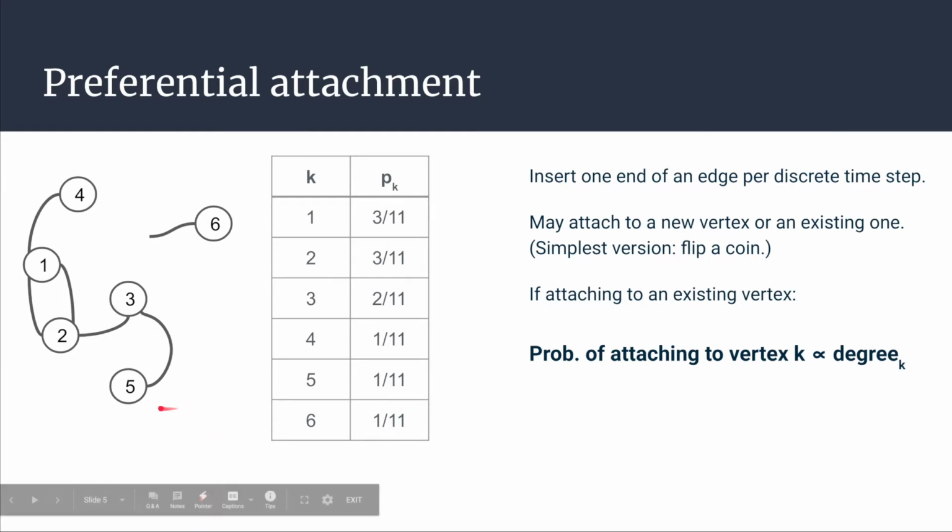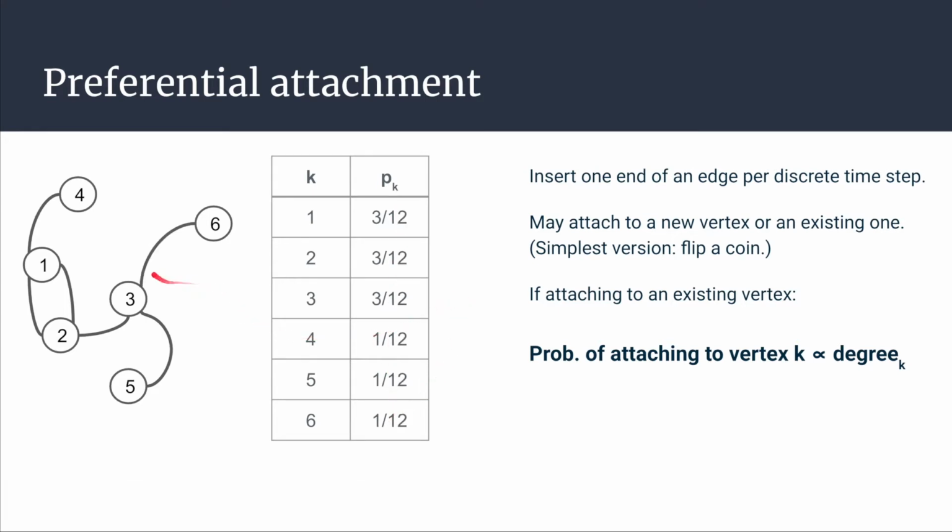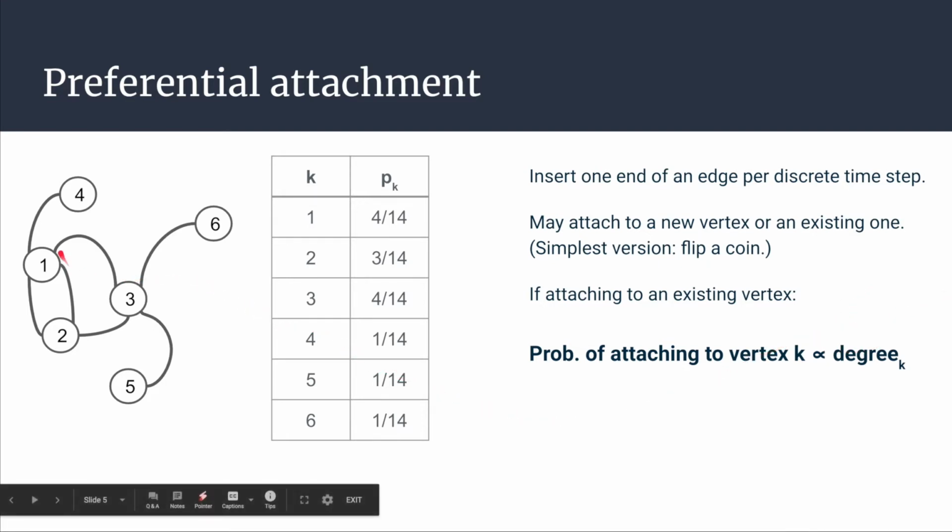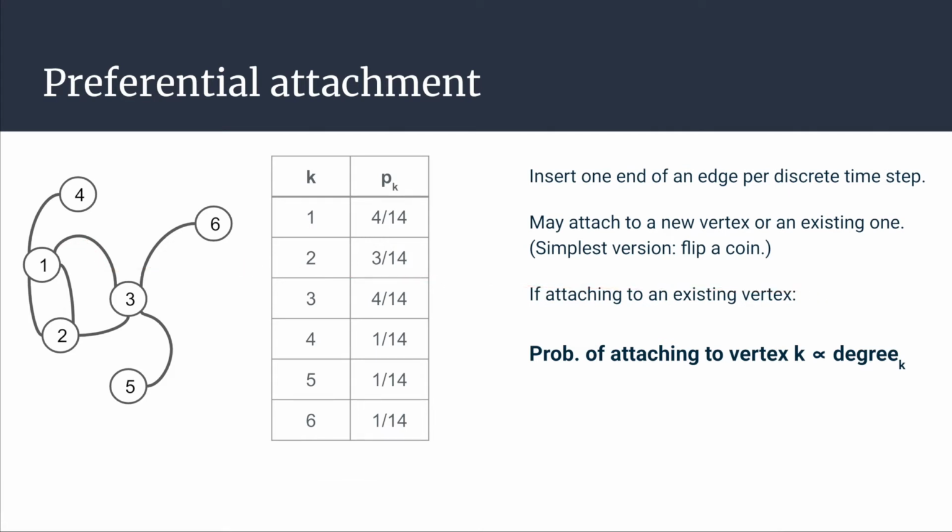We have 11 ends of edges that have been attached to vertices, and we just allocate them to each vertex. Okay, so now we sample from this discrete probability distribution, and it came up attached to 3, and so we're done there, and we can proceed. We can attach another edge, and we see this time it didn't bring in a new vertex, it just attached between two existing vertices. Okay, and that's preferential attachment.